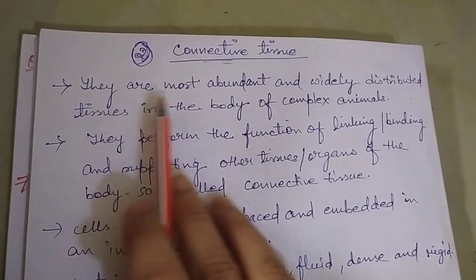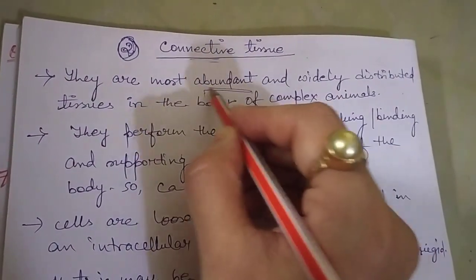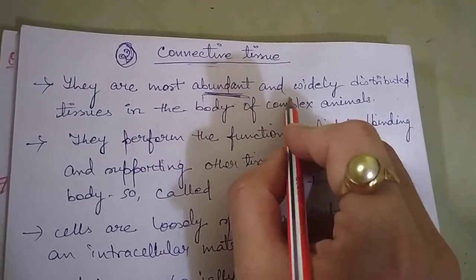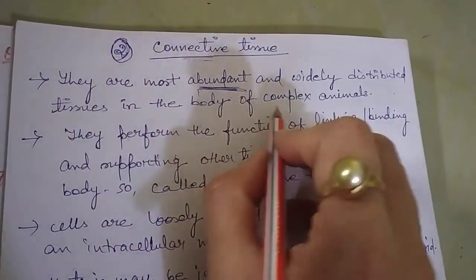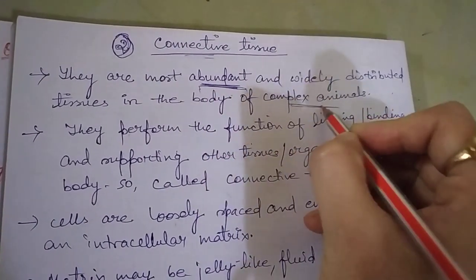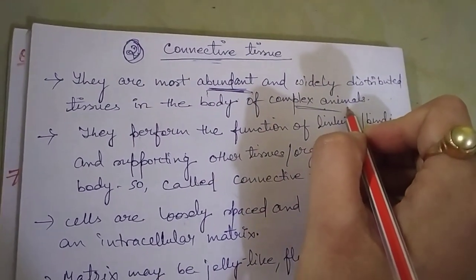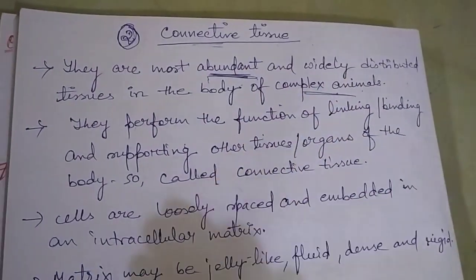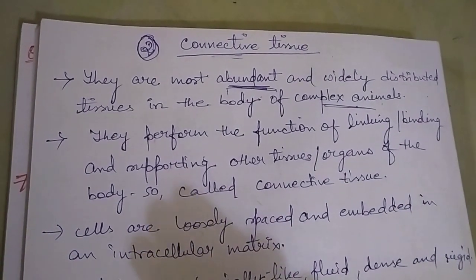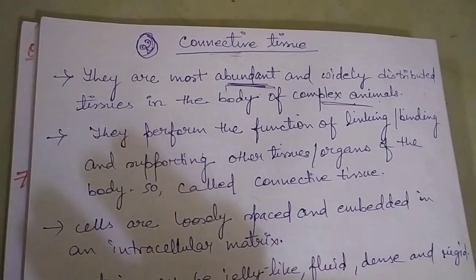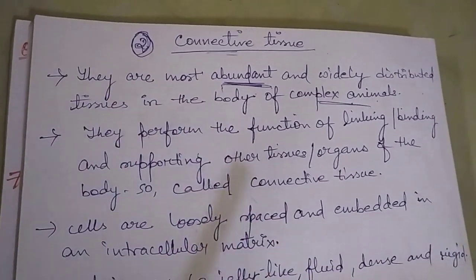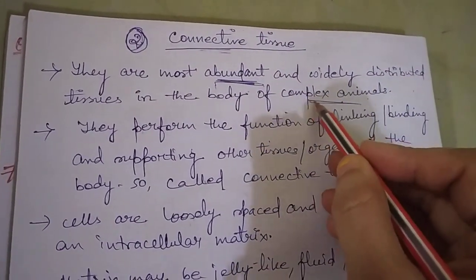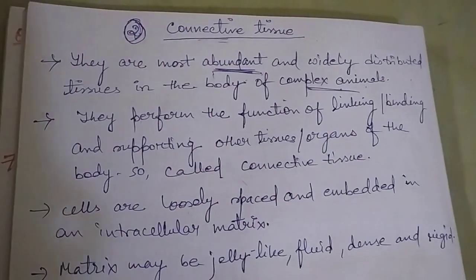So first we will see that they are most abundant. Abundant means very much in number, very much in amount. They are the most abundant and widely distributed tissues in the body of complex animals. You all know that animals and plants are multicellular organisms, and since animals are associated with so many processes, they have to move here and there, so their body has so many organs which help them to move, to locomote, to gather food, to breathe, to excrete, to reproduce, everything, right? So we can say that animals have a very complex structure. Complex means not easy, very complicated.